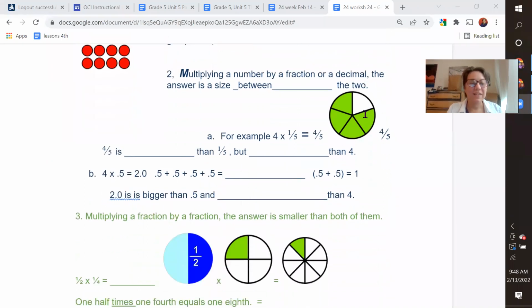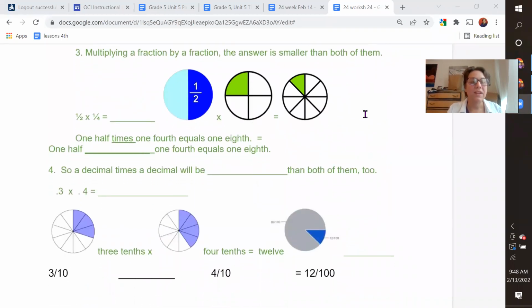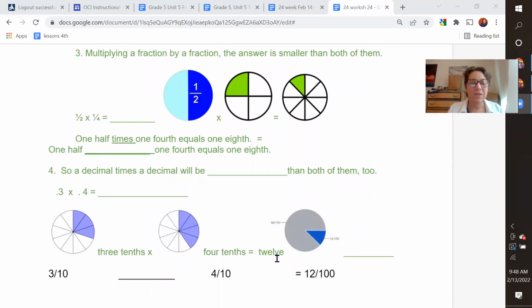Now, second half, number 3. What do you think? Number 3, multiplying a fraction by a fraction. The answer is smaller than both of them. So when you multiply something by a fraction, the answer is smaller than both of them. So 1/2, this blue one, times 1/4 is going to be even smaller. So it's 1/2 of 1/4, so it's just a little tiny bit.